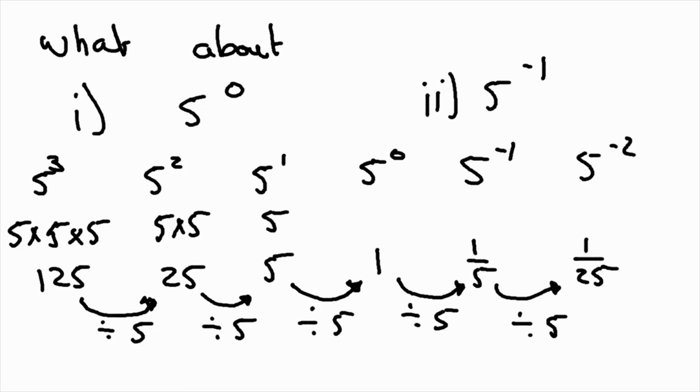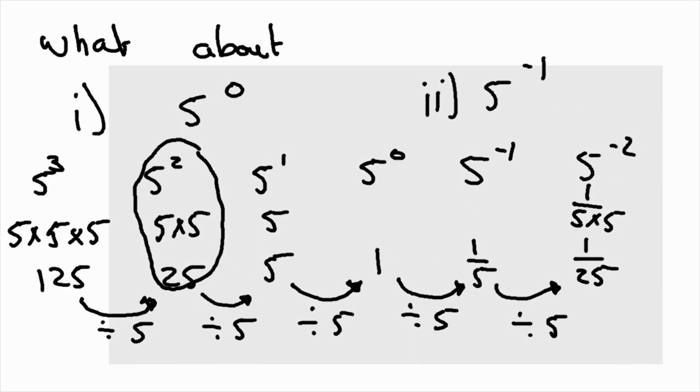Now this 25 looks familiar. We've got it here in our table. We've got it in this column of our table. And so this power of minus 2, the minus bit means 1 over, and the 2 means how many times 5 is multiplied by itself on the denominator of the fraction.